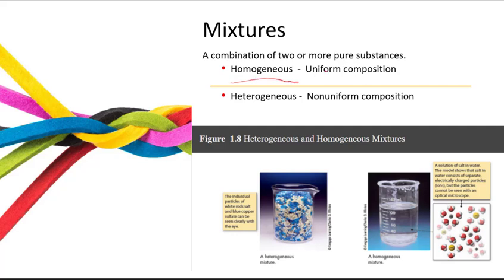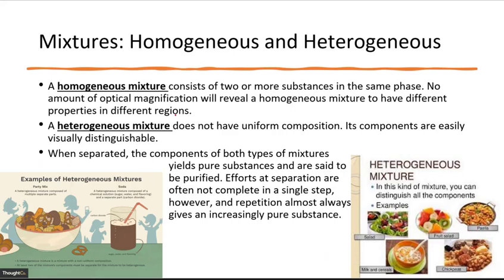We can have a homogeneous mixture, which means we have a uniform composition, or a heterogeneous mixture, which means non-uniform composition. We can see here we have 2 different types of mixtures: a heterogeneous mixture, non-uniform, and a homogeneous mixture. This is a solution that has salt dissolved in water. A homogeneous mixture consists of 2 or more substances in the same phase. So if I have salt dissolved in water, that means I have a salt-water solution.